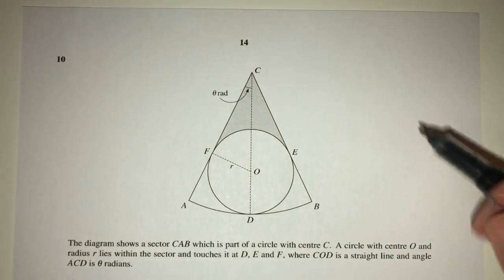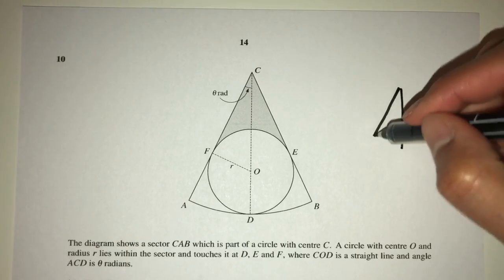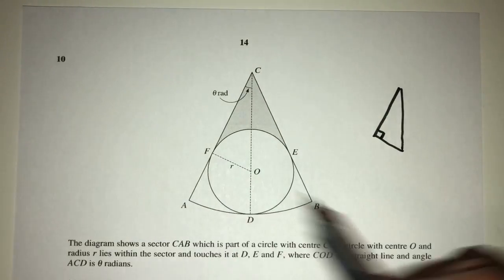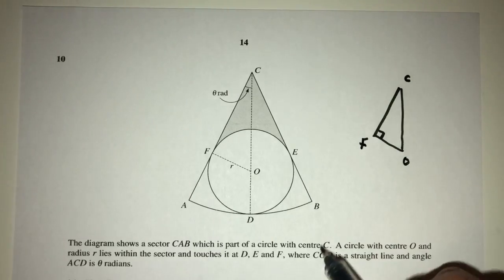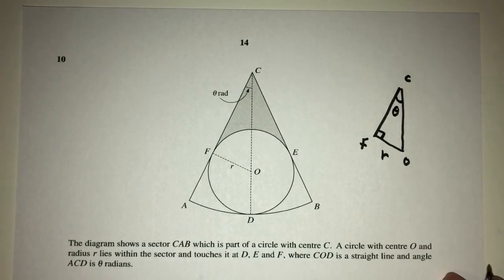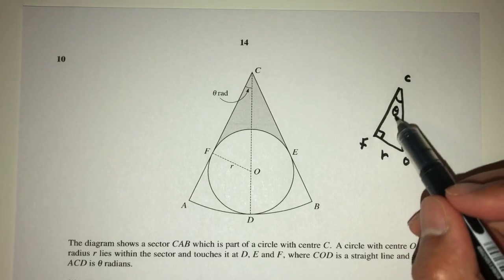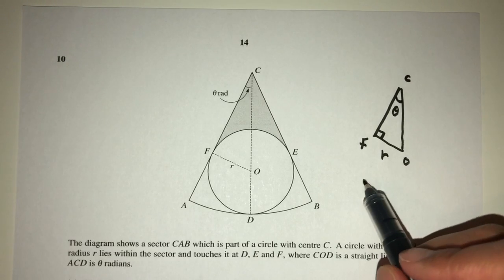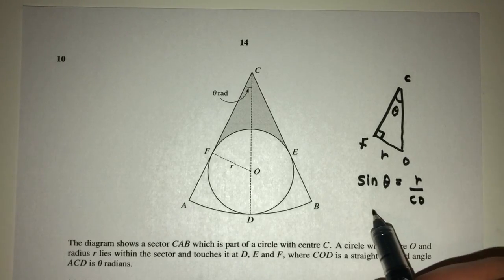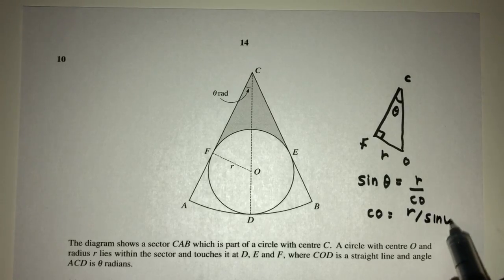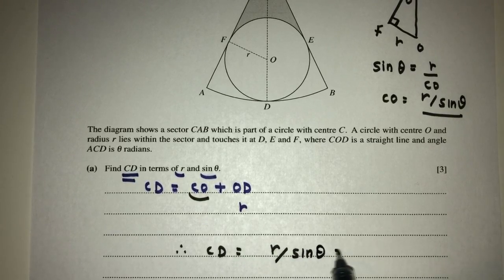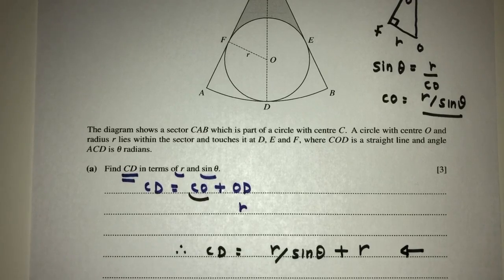How can you find CO? If you observe, you have a triangle here, right? And this is 90 degrees, because this is the radius and this is the tangent. This is C, F, O. This is r, and this is theta. To find the side CO, I can use SOHCAHTOA. I know the opposite side, and I want to find the hypotenuse, so I have to use sine. Sine of theta is the opposite side over the hypotenuse, so this will be r over sine theta. We conclude CD will be r over sine theta plus r for the length of CD.